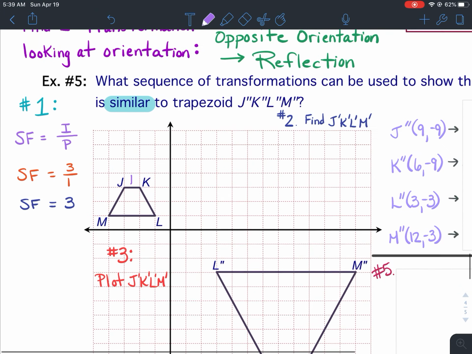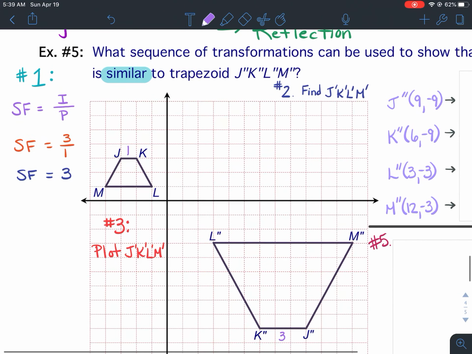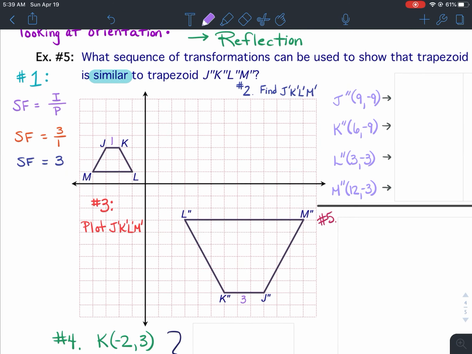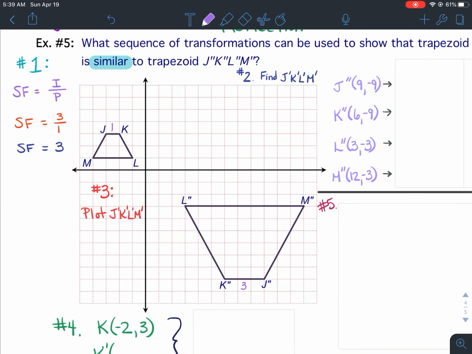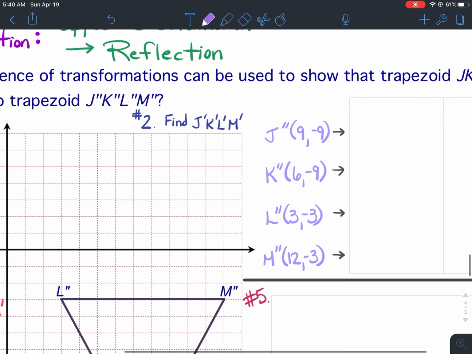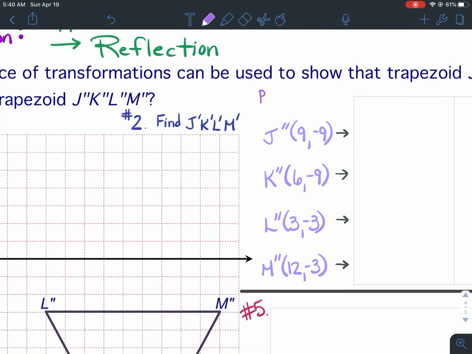All right, step 2. Step 2 is to find J prime, K prime, L prime, M prime. In order to do that, we're going again to work backwards. We're going to start with our double prime coordinates, and we're going to divide by the scale factor. Normally we would multiply because we're going from pre-image to image, but because we're working backwards, we go the opposite direction, so we do the opposite operation. So instead of multiplying, we're going to divide by the scale factor. So pre-image equals image divided by scale factor.